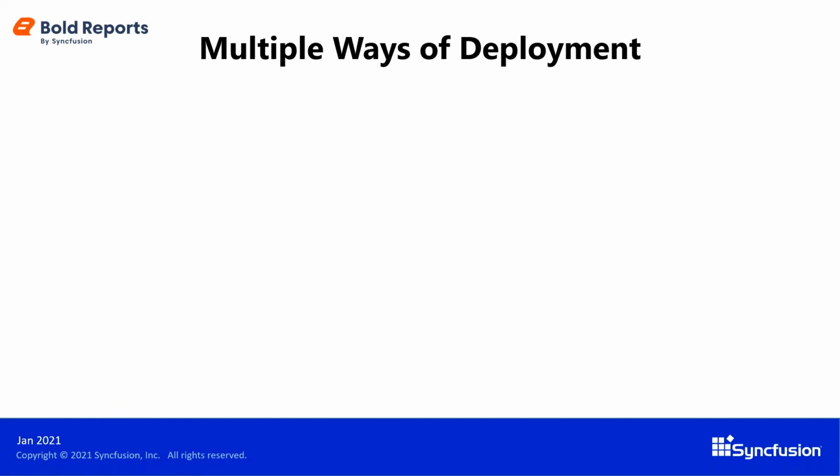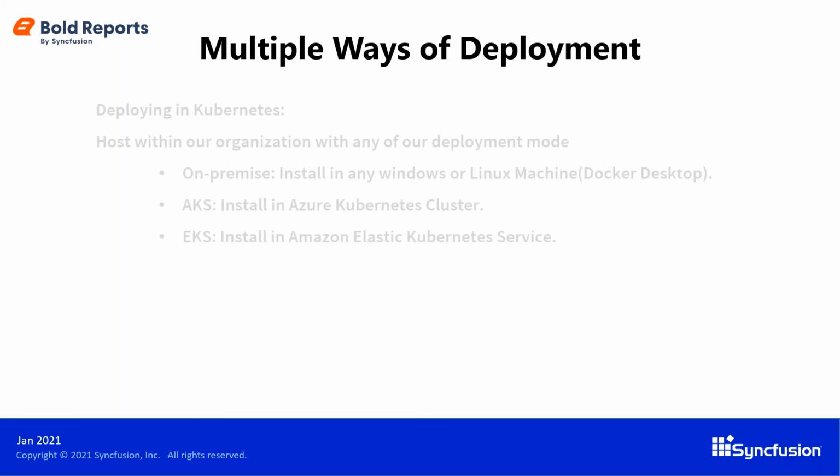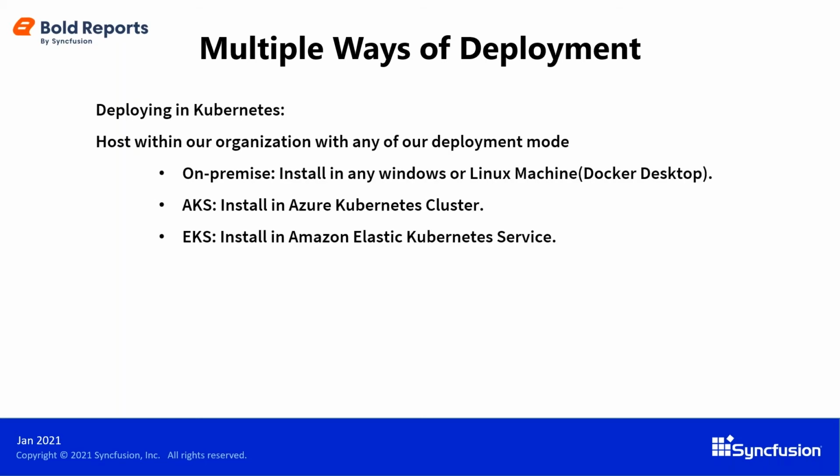In this slide, I will explain multiple deployment methods for Kubernetes, approaches for installing the enterprise reporting. It can be deployed on a Windows or Linux machine using Docker or Minikube, but Docker Desktop is easier for installing Kubernetes on your machine. Also, it can be deployed on two main cloud providers, Azure Kubernetes Service and Amazon Elastic Kubernetes Service. We have a future plan to provide Kubernetes support in GKE also. It's Google Kubernetes Engine.